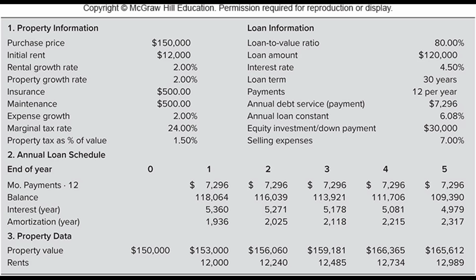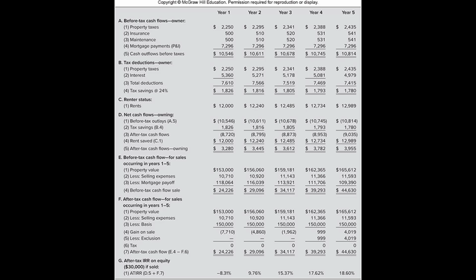So let's assume that a property could be rented for $12,000 per year or $1,000 a month, or it could be purchased for $150,000 with $30,000 down and financed with a fully amortizing mortgage loan of $120,000. That's the 150 minus the $30,000 down payment at an interest rate of 4.5% over 30 years. So in our analysis, we're doing a cash flow analysis.